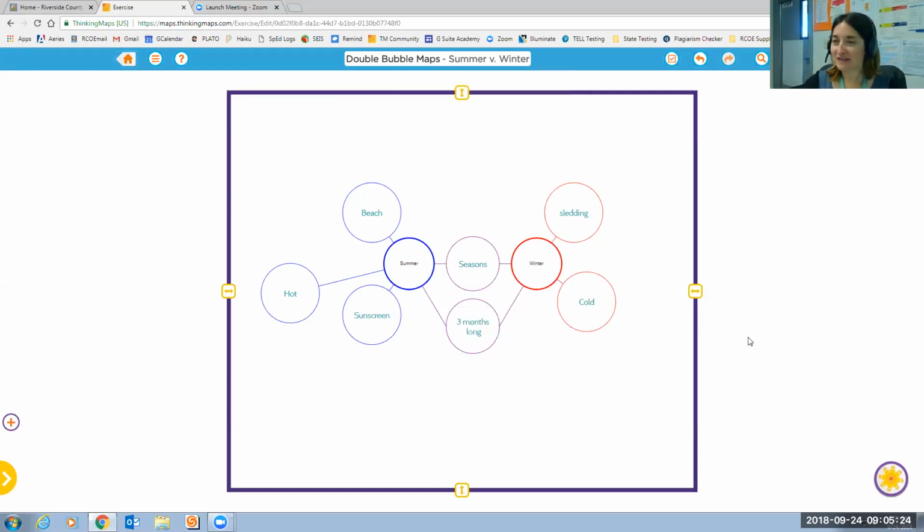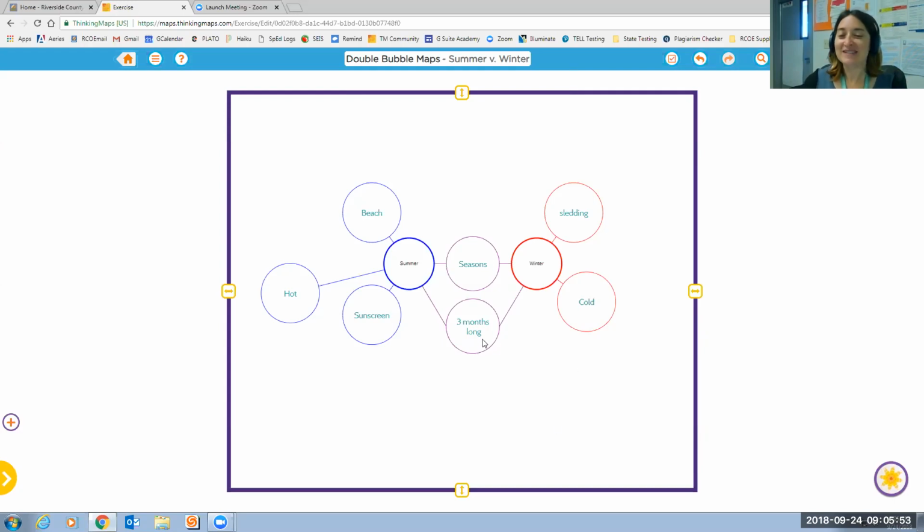Now you might notice that I do not have the same number of circles for differences between the two. I only have 2 on winter and I have 3 in summer. Totally okay. This map is yours, so you make it your own. It needs to suit your purposes, and you can put as many circles here as you need or as few as you need, unless your teacher gives you a specific requirement that they want a certain number.